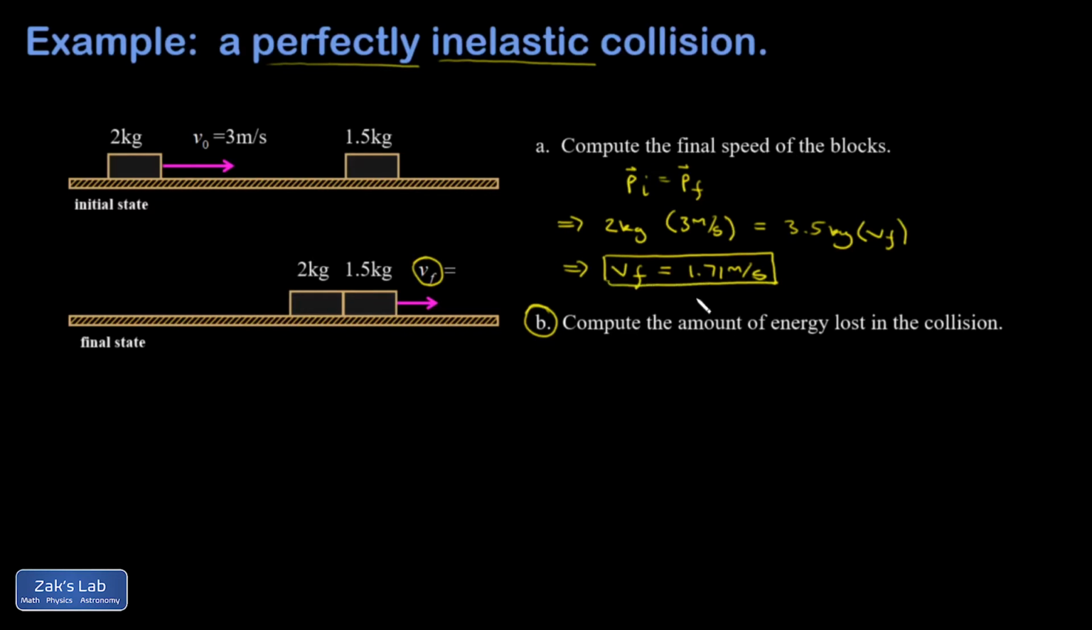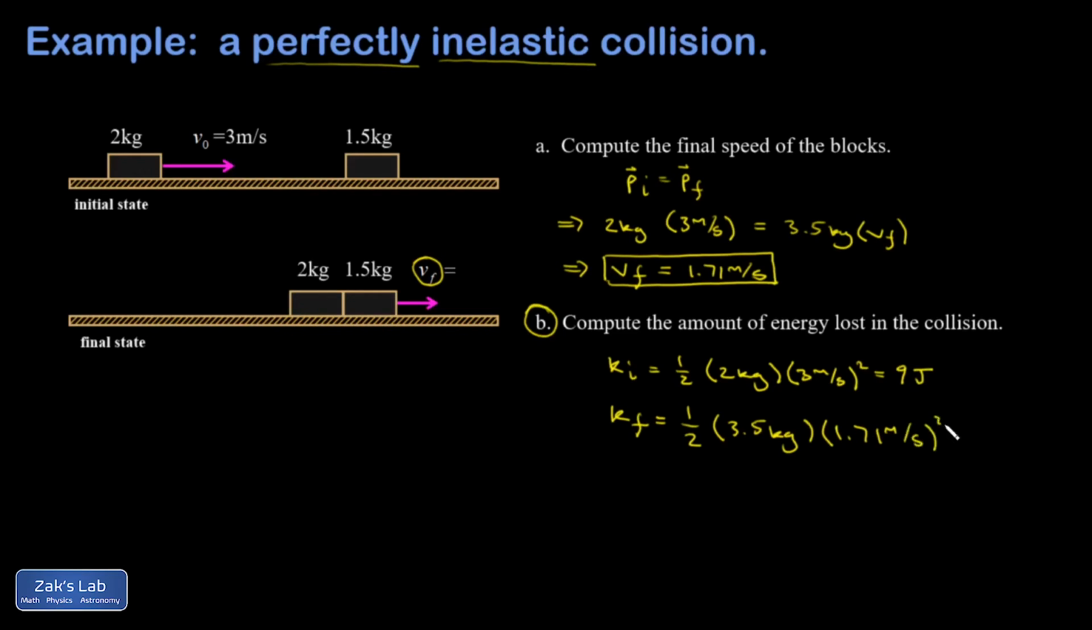Now let's look at the energy lost in the collisions. So I'm going to look at the initial kinetic energy. K initial is 1/2 times the mass that was moving and the speed of that mass squared. And I end up getting 9 joules of energy. When I look at the kinetic energy in the final state, I have 1/2 times 3.5 kilograms of mass moving along at 1.71 meters per second. Make sure to square that. And I get a final kinetic energy of 5.12 joules.